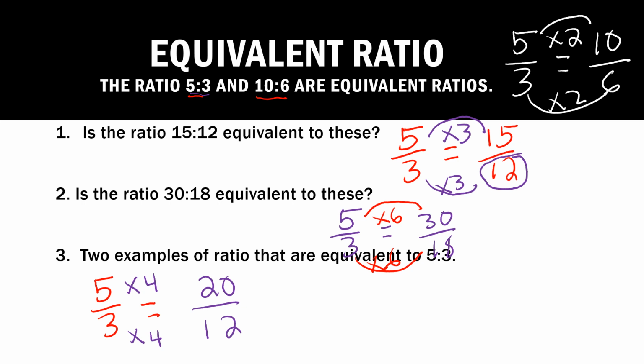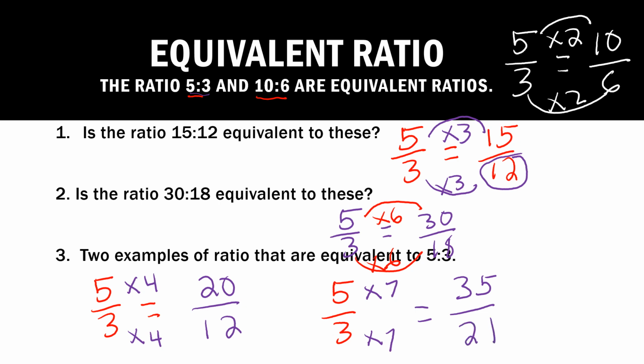Another example, use 5 to 3, and I will multiply this by 7. So my equivalent ratio will be 35 to 21.